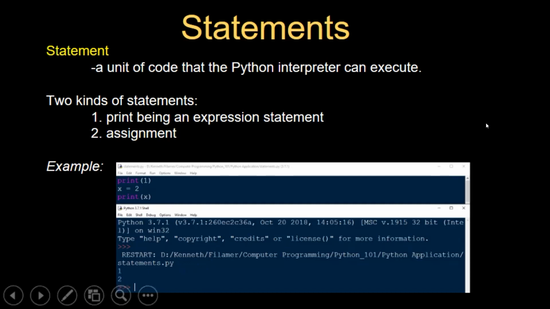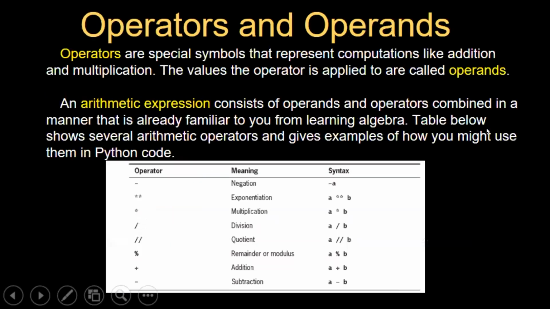Okay, so let's take a look at the operators and operands. Ano naman tong operators and operands? So operators, these are special symbols that represent computations like addition and multiplication. So the values the operator is applied to are called operands. So this is in mathematics. So we have here an arithmetic expression which consists of operands and operators combined in a manner that is already familiar to you from learning algebra.